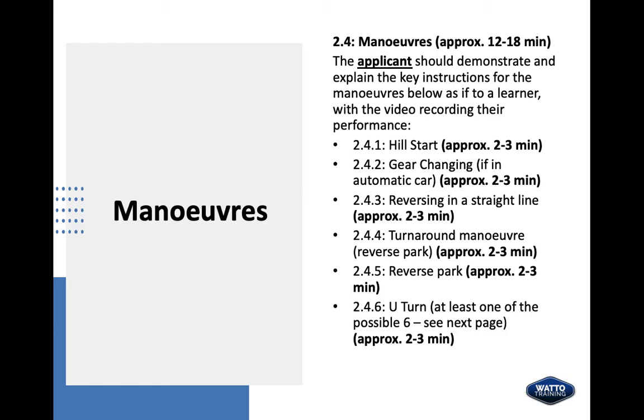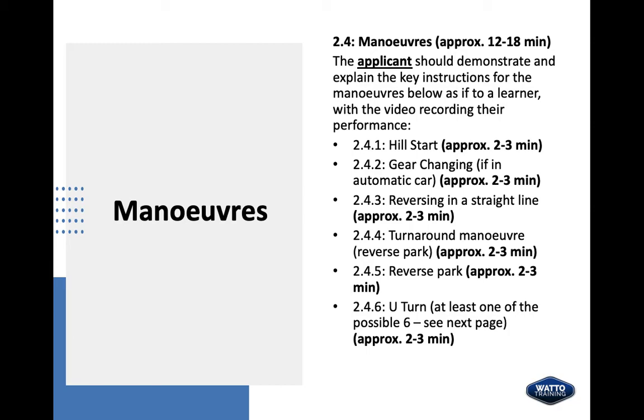2.4, maneuvers. The applicant should demonstrate and explain the key instructions for the maneuvers below as if to a learner with the video recording their performance. So you can demonstrate and explain this while you're doing it. Hill start, gear changing if you're doing the automatic only. If you're doing manual, I don't mind if you leave that out.